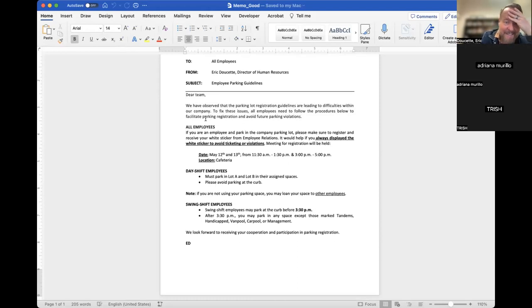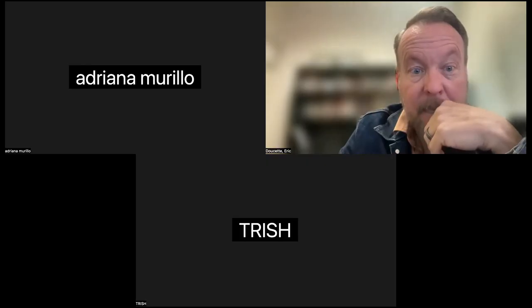And scan. It's 3 different groups of people being addressed. And the ones that are relevant to me are the ones I'm going to read, and I put it in a nice bullet list so I can scan. Oh, I can park in lot A and B, and there are assigned spaces. I need to avoid parking at the curb. Great. Perfect. So it just made a huge difference. And it made it pleasant to look at.